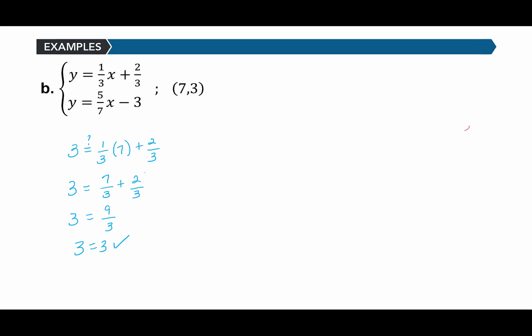Now substituting into the second. So we get 3, is that equal to 5/7 times 7 minus 3? Well, this is 3 equals 5/7 times 7 is just 5 minus 3, but that is 3 equals 2, which is a false statement. So therefore, (7, 3) is not a solution of the system.